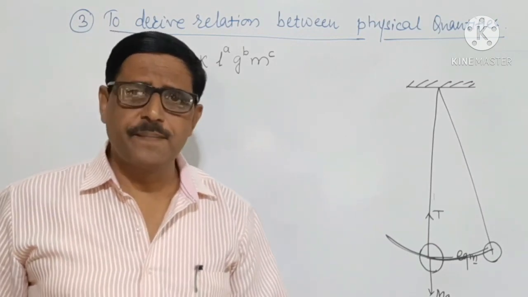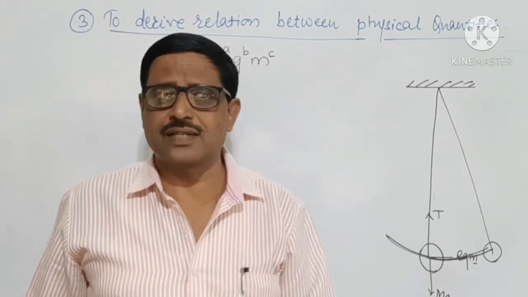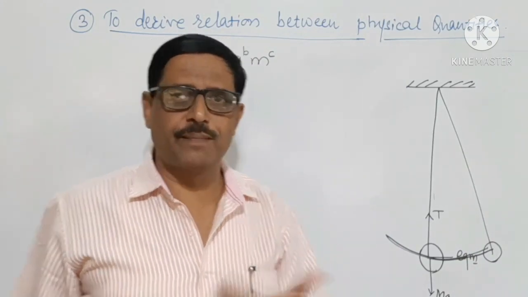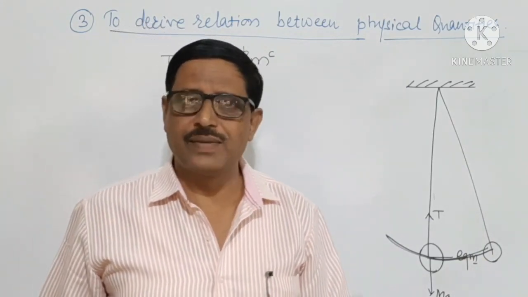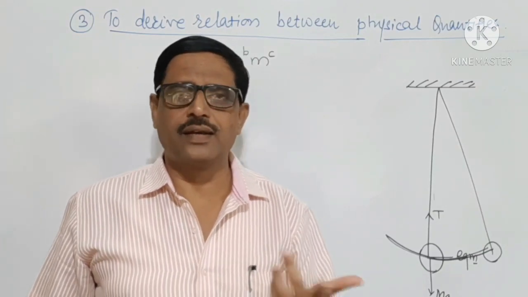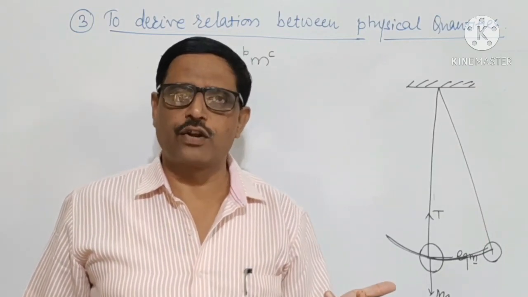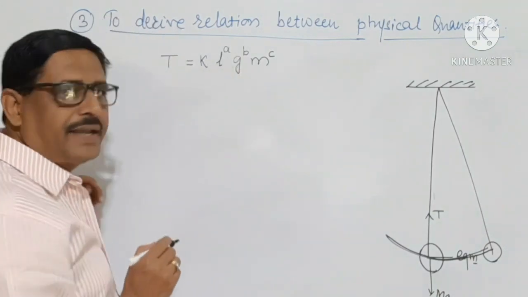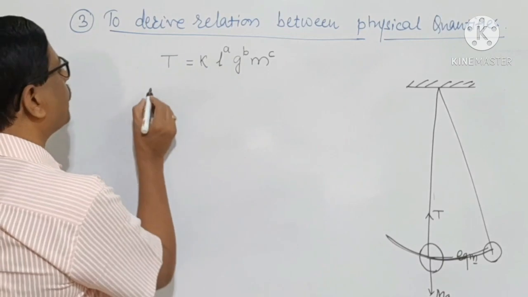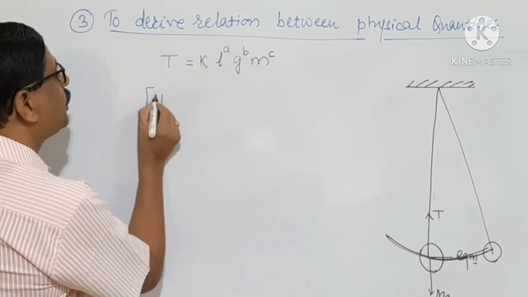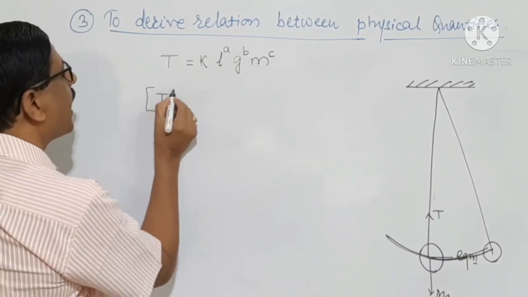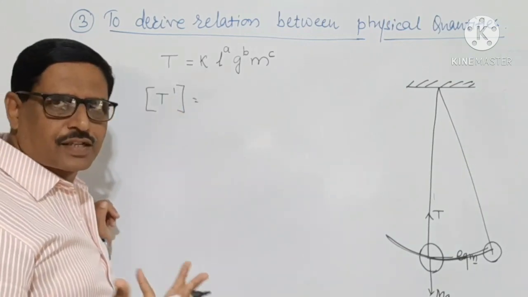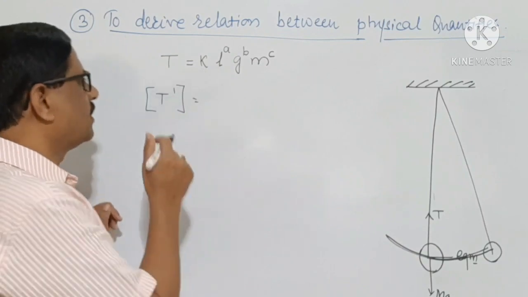No, the job is simple. We will take dimensions on either side of the equation, and equating the dimensions we will find out the values of a, b, c, and knowing the values of a, b, c we are able to find out the formula for the period of oscillation of the pendulum. Now, what is capital T? Capital T is the period of the pendulum. Therefore, I will write it as T, and obviously it is T raised to 1.